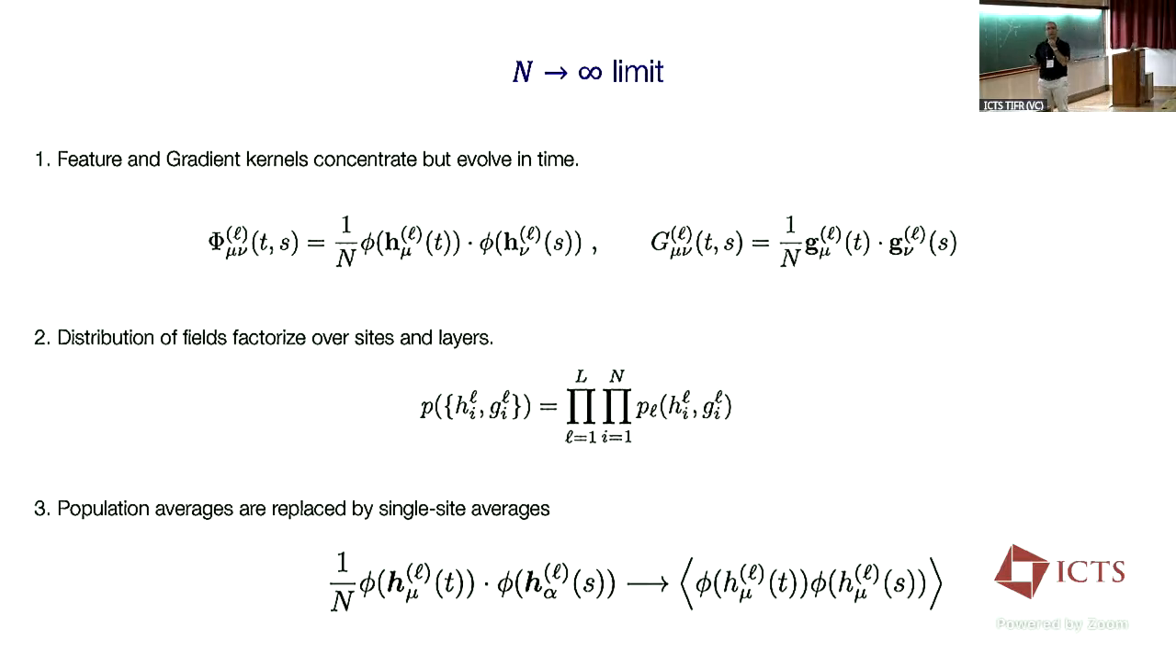The reason I'm emphasizing this is that if you were doing this in the NTK parameterization, they will be static and they will not be evolving in time. In this particular limit, they do evolve in time. There's another factorization that happens.